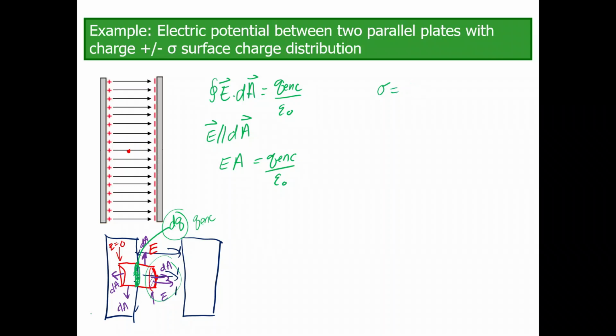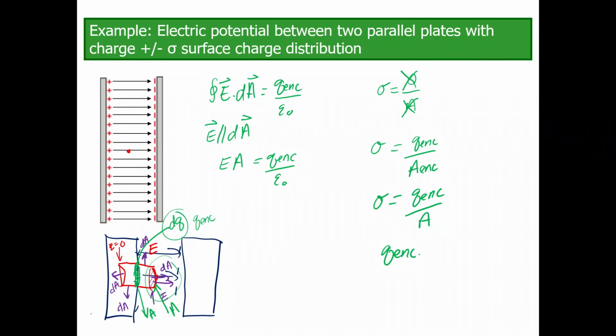Sigma I could write as Q over A, but I actually don't know the whole area of the plate, and I don't know the total charge on the plate, so I can't use that portion. But I do know that sigma is going to be Q enclosed over A enclosed, whatever that little tiny surface area is. I'm just going to call that A, and I'm going to assume that A is the same as the A for that surface. So sigma is Q enclosed over A, where A is just the area of that little circular surface, not the area of the whole thing.